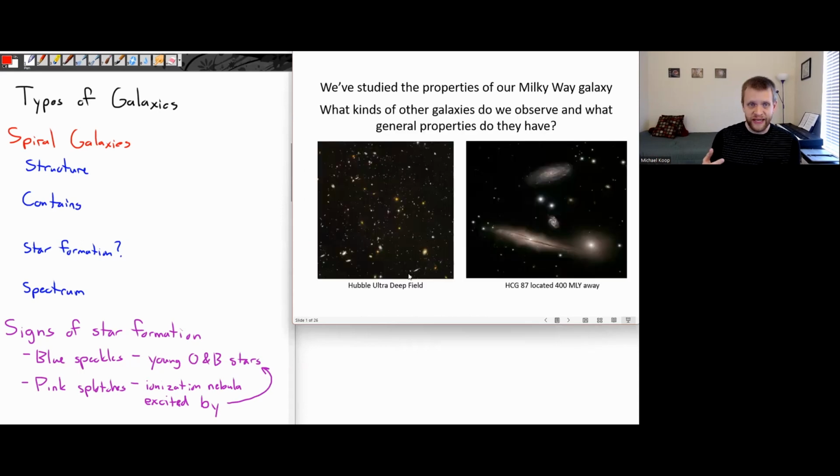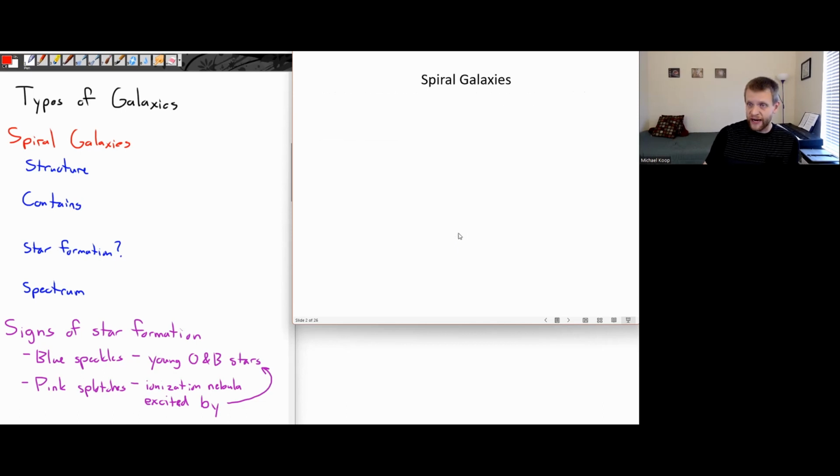So what we're going to be doing in this session is looking at other galaxies, comparing their properties and identifying: are there certain classes of galaxies? Are there different types of galaxies? And what are some of the general properties that those galaxies have? So we're going to start with the spiral galaxies. Again, our Milky Way galaxy is a spiral galaxy, so it's probably a little bit egotistical to start with that one, but we'll go with this one.